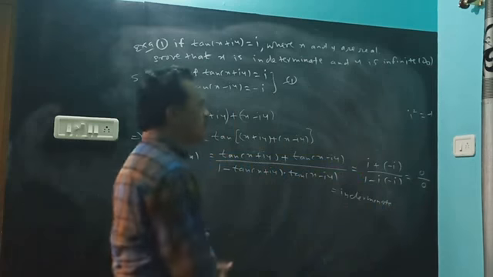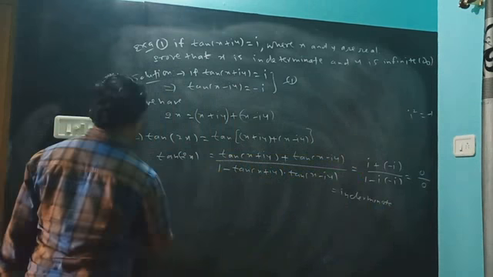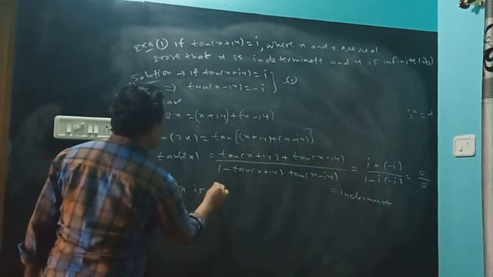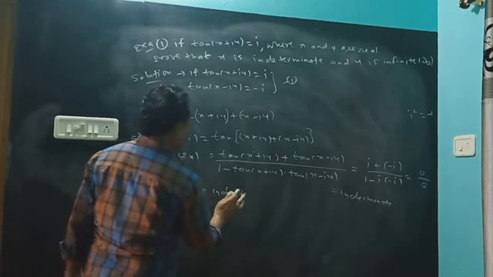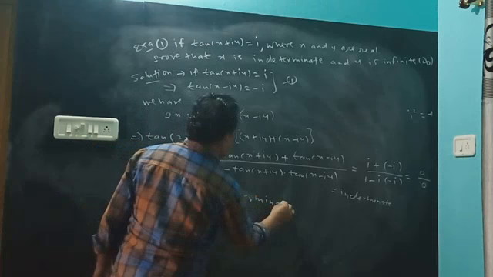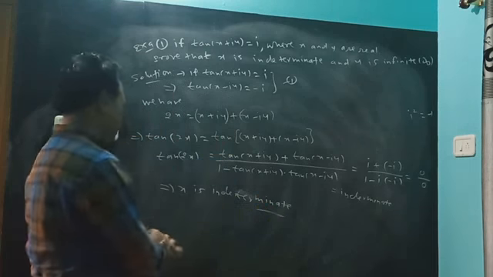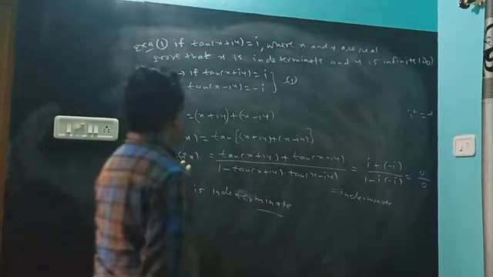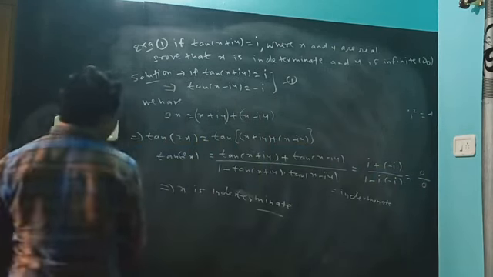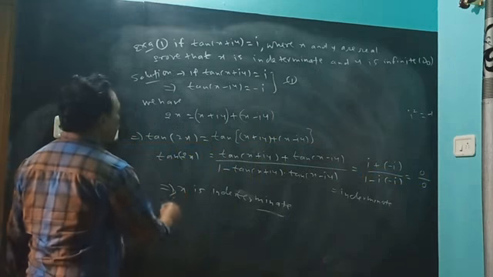Okay, so tan 2x indeterminate means x is indeterminate. So this is the result for x. Tan 2x not defined means 2x not defined, so x will be not defined. So this way x will be not defined.